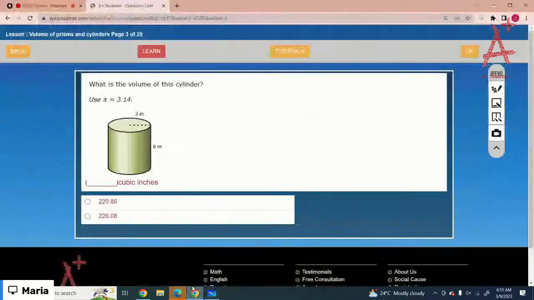So the volume of the radius is 226.08. Volume of the cylinder.